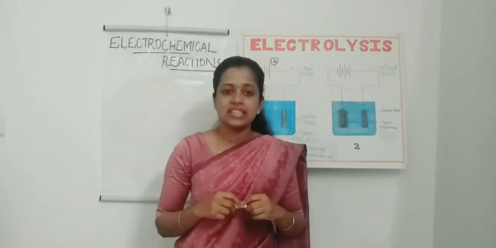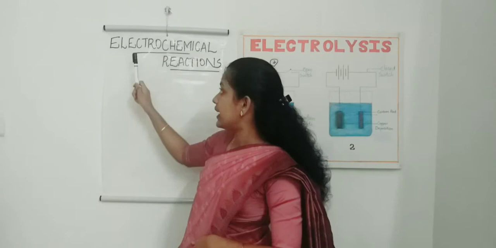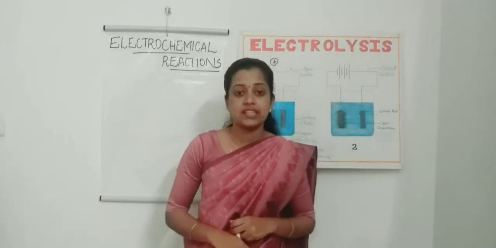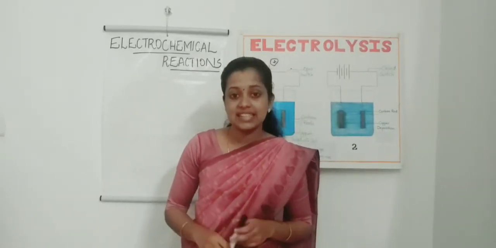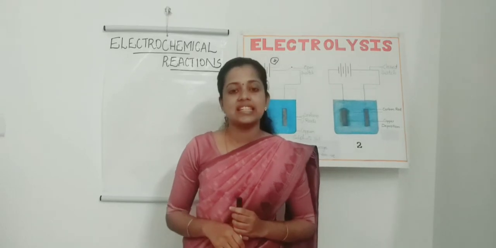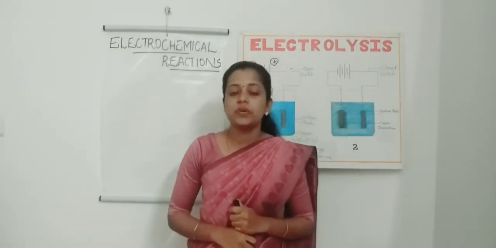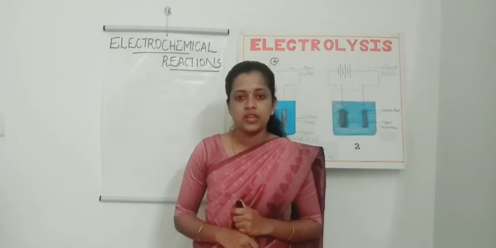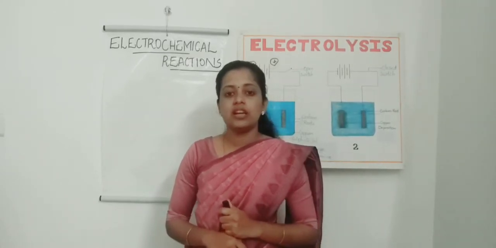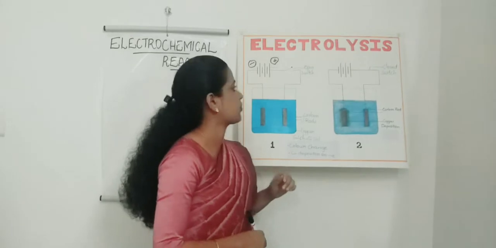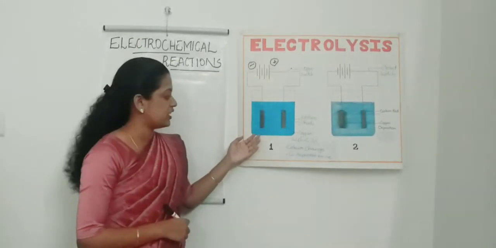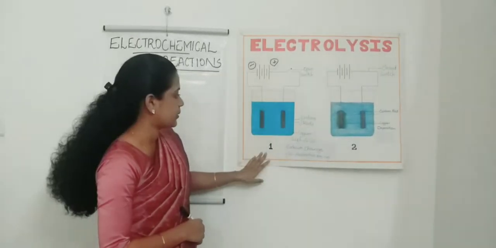So, can you guess what is related to electrochemical reactions? Yes, it is related to electricity. The chemical reactions which are related to electricity. So, first of all, I'll be showing you a diagram. Here you can see. Look at figure 1.